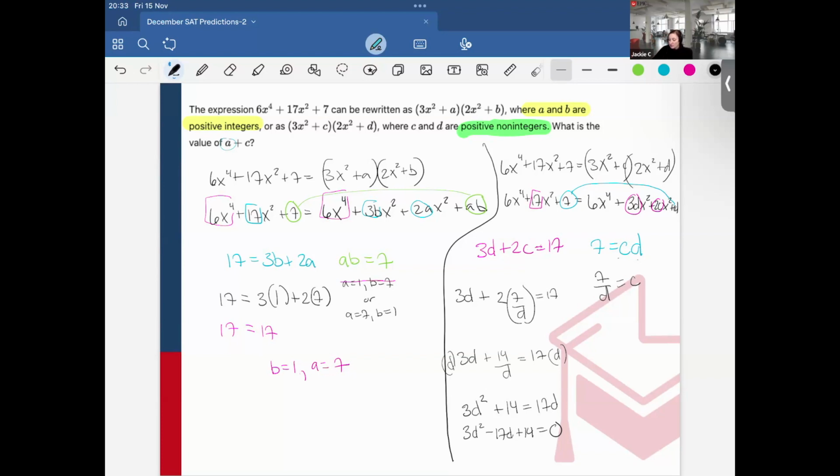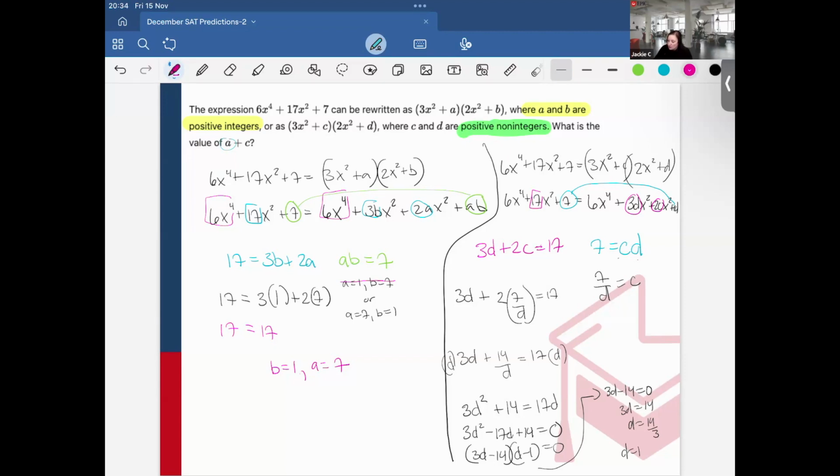You could alternatively use the quadratic formula, but it would be faster to do this, which is the same as 3d minus 14, and then d minus 1 equals 0. Then here I get my two values. So 3d minus 14 equals 0, 3d equals 14, d equals 14 over 3. And then the other one is just d equals 1.